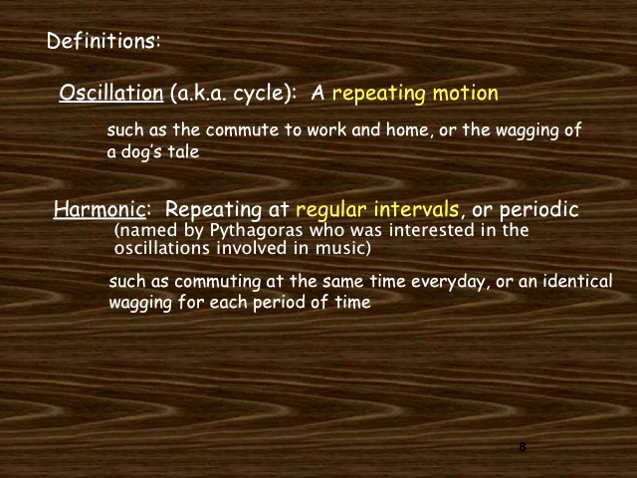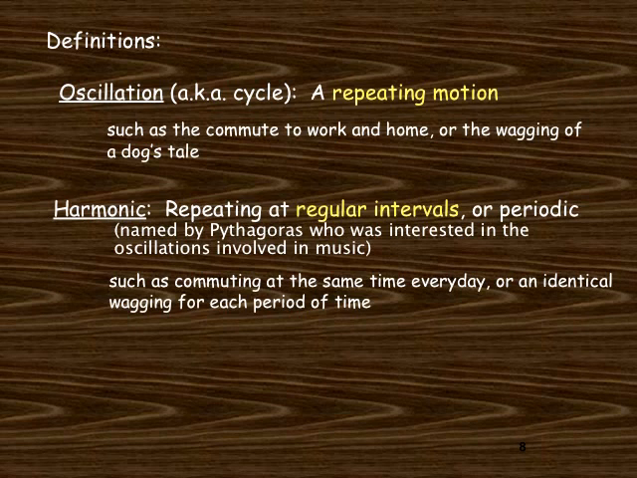If the repeating motion recurs at regular intervals, a regular repeating motion, we call that a harmonic motion, such as commuting at the same time every day, from work to home, from 9 to 5, 9 to 5, 9 to 5. It's the same repeating regular oscillation. That would be a harmonic oscillation. If you work 7 days a week from 9 to 5, it's a harmonic oscillation. Of course, we take off on the weekends, and so it wouldn't be a harmonic oscillation.